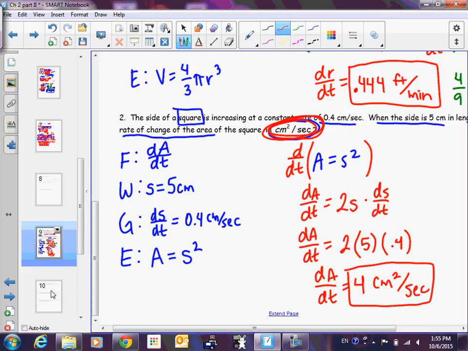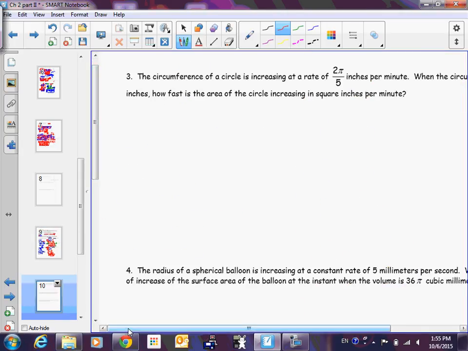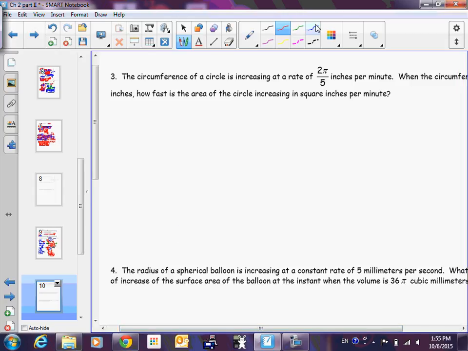Okay, let's try the next one. Just letting you know, this one steps it up just a little bit. So let's do this one together. The circumference of a circle is increasing at a rate of 2 pi over 5 inches per minute. When the circumference is 10 pi inches, how fast is the area of the circle increasing in square inches per minute?